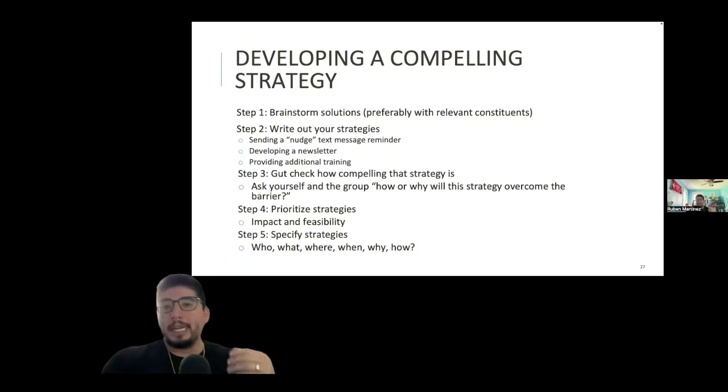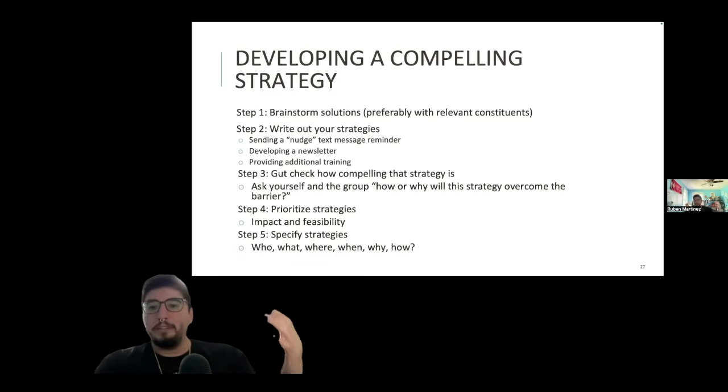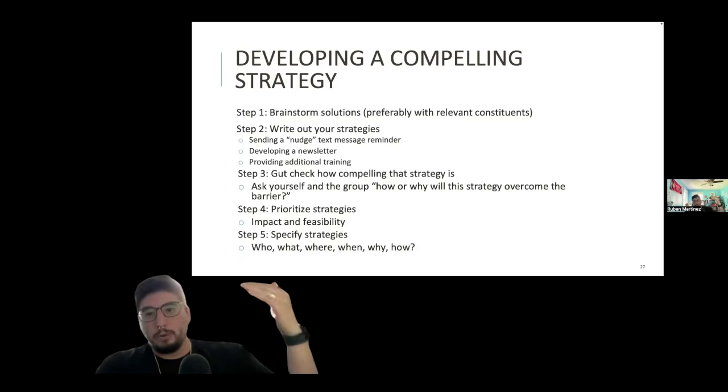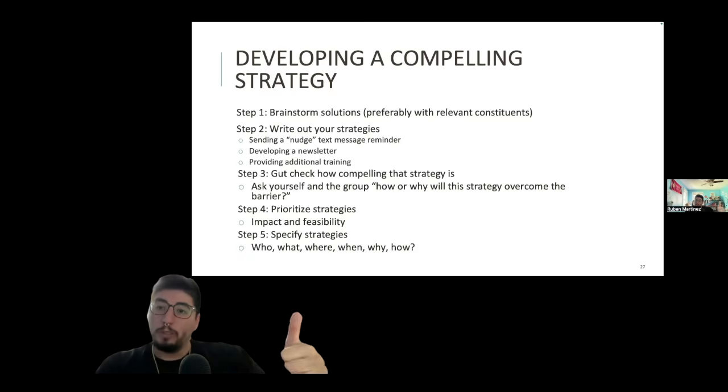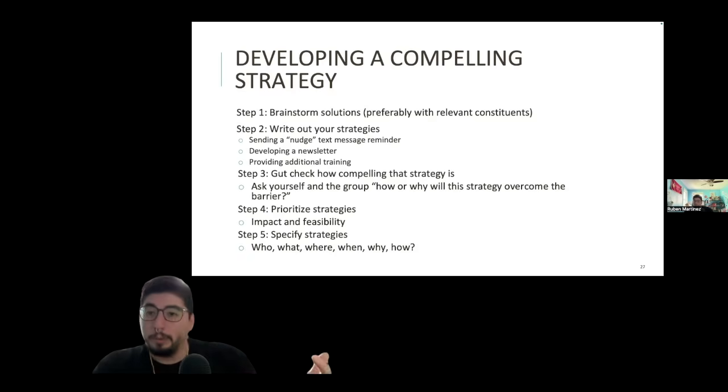Then, once you have this candidate group of strategies, right? You have your strategies now of like, these are the things that we are going to do. We're going to have more training. We're going to have person X act as our opinion leader, right? And they're going to talk to their peers. We're going to add a nudge.